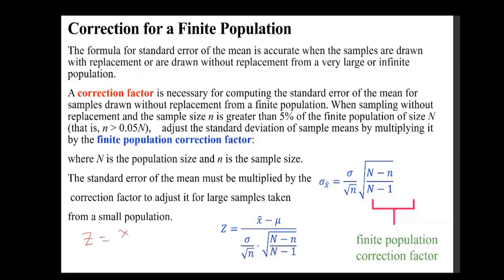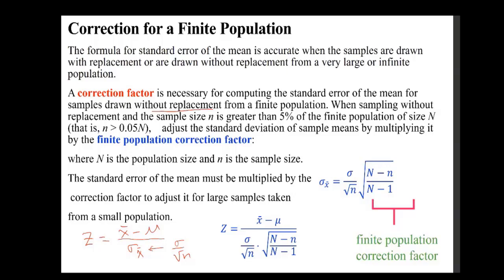Z is X bar minus mu over sigma of X bar. And what is sigma of X bar? We are going to use sigma over square root of n. So we've seen that, not a big deal, if we happen to have an independent sample. But when it's not, okay, so samples drawn without replacement, remember, without replacement, it is no longer independent. So what's happening here, this won't work.